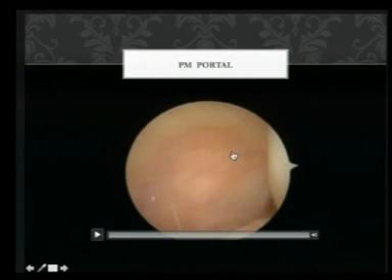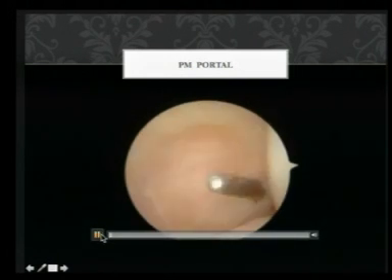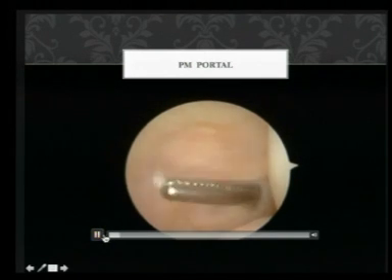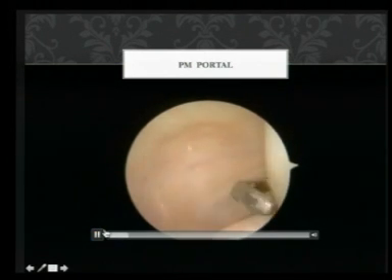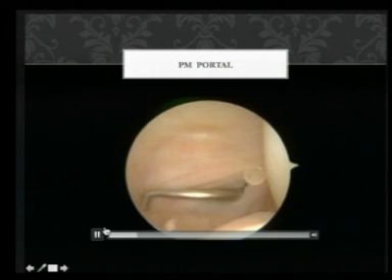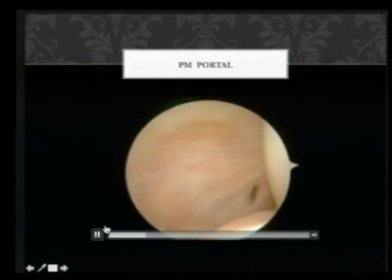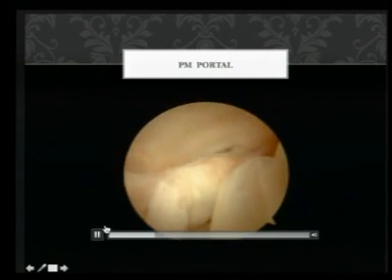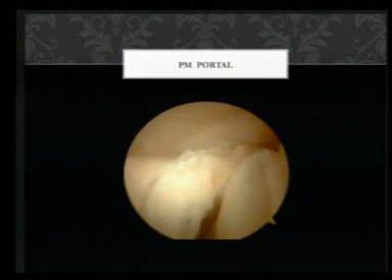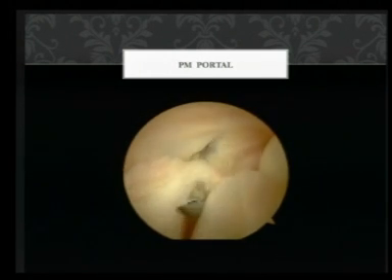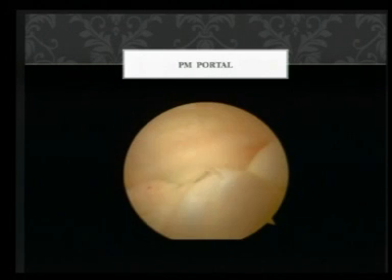As an example, June did the surgery just 2 days back. We thought we will show the example of surgery possible through the posteromedial portal. Right knee, posteromedial portal, the red tear of the medial meniscus being repaired.